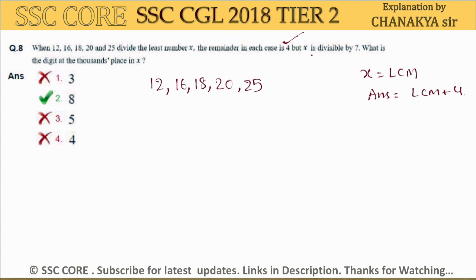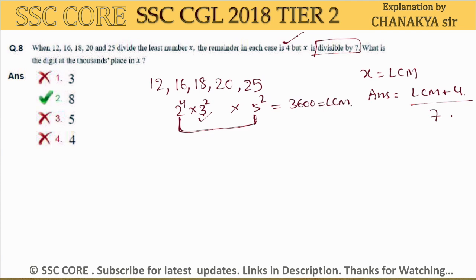And there is another condition. It should be divisible by 7. First find LCM. LCM, see 2 power is highest in 16. 2 power 4. 3 square. 5 power 2. There are no other factors left. LCM is 2 power 4 into 5 square into 3 square. 16 into 25. 400 into 9. 3600 is LCM. So number is 3600 plus 4, but it should be divisible by 7.